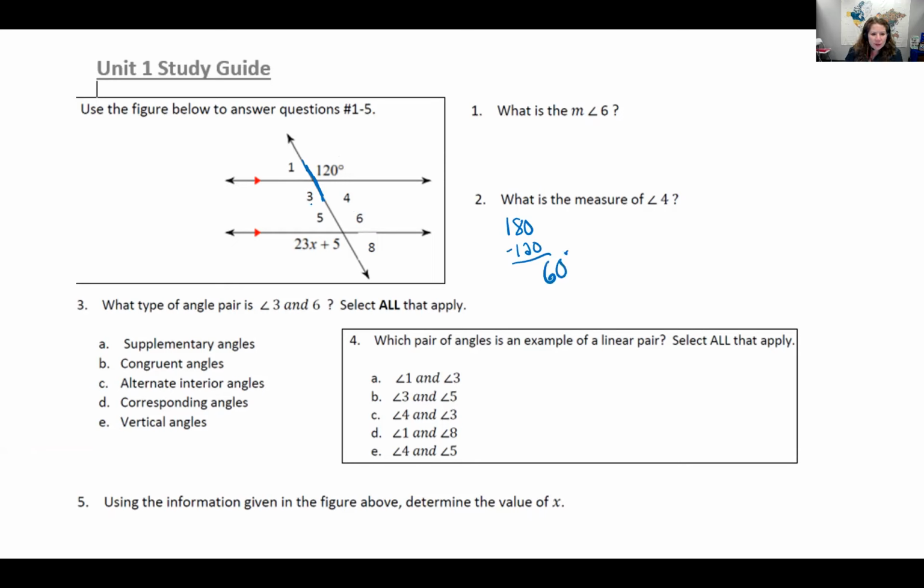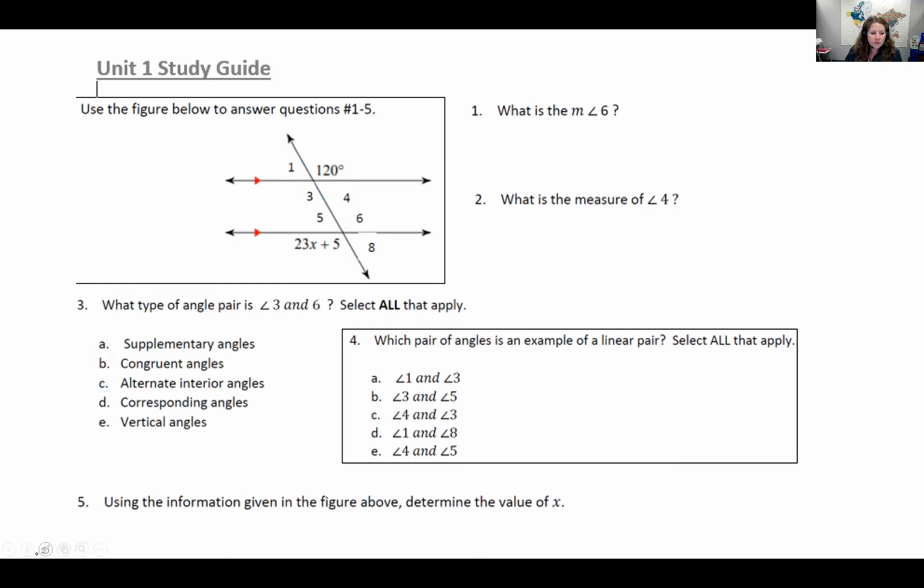The next one asks what is the relationship between angle 3 and 6? They're both inside the parallel lines, and they're on opposite sides of the transversal, which makes them alternate interior angles. And alternate interior angles are always congruent. So B and C are the right answers.